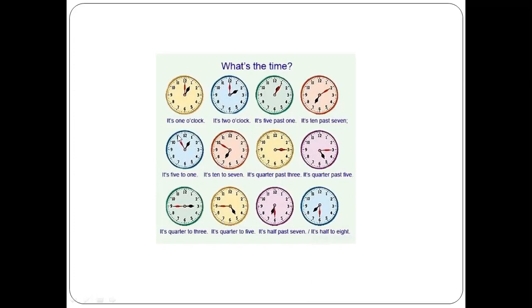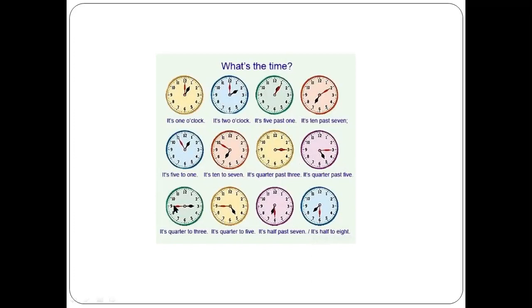It's 5 to 1. ¿Cuántos minutos faltan para la 1? 5 minutes. 5 para la 1. It's 10 to 7. ¿Cuántos minutos faltan para que sean las 7? 10 minutes. 5, 10. It's a quarter past 3. ¿Cuánto transcurrió? Un cuarto, es decir, 15 minutos pasadas las 3. It's a quarter past 5, igual, 15 minutos pasadas las 5.